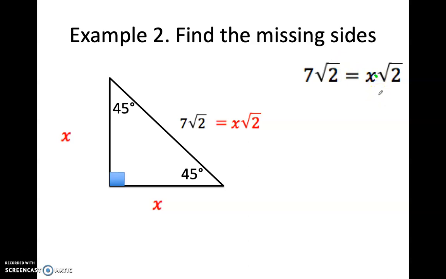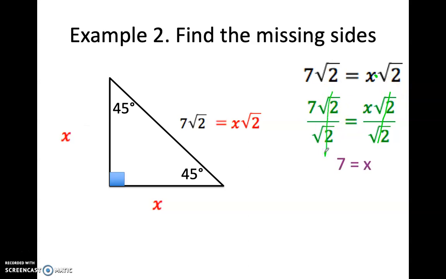Question is, how do we undo multiplication? Because our goal now is step 2. We're trying to get x by itself. We're going to divide both sides by the square root of 2, which I've done right here. These square roots cancel. These square roots cancel, and we get 7. Now that you have 7, you're going to find that x and find that x by replacing them with 7, 7. So our missing two sides were 7.